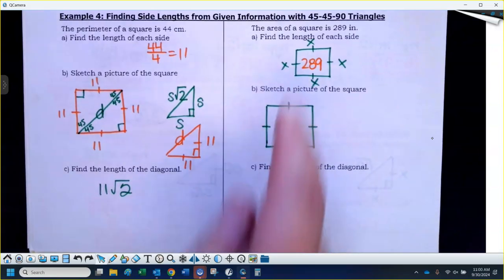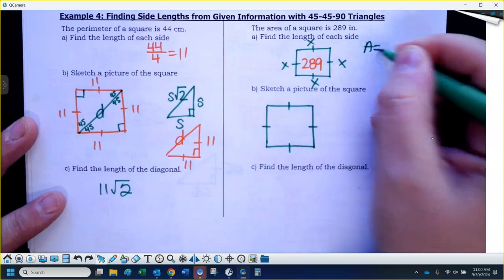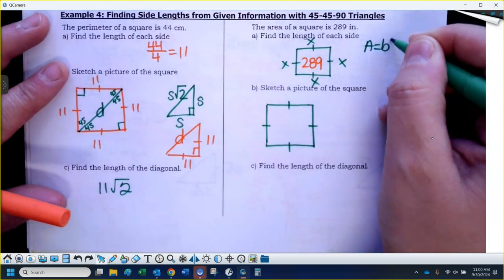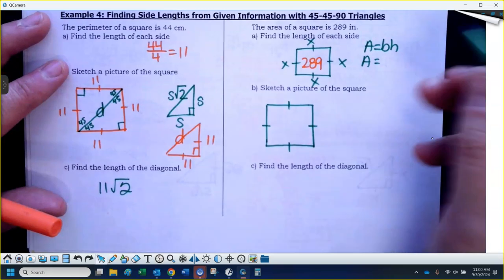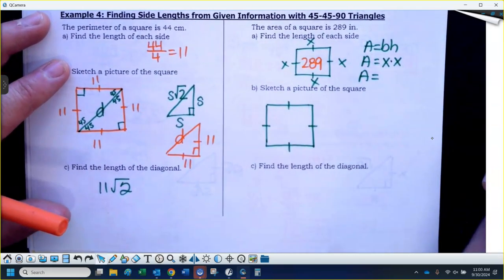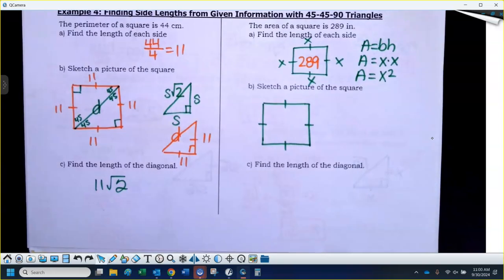If I just told you all the sides were x, and I didn't give you the area, how would you find the area? Brody, what do you think? Base times height, right? Okay, now, the deal with the square is that the base and the height are exactly the same because all the sides are the same. So we'd have x times x. What do I get if I multiply x times x? X squared. Okay, so in general, that'd be for any square, right?